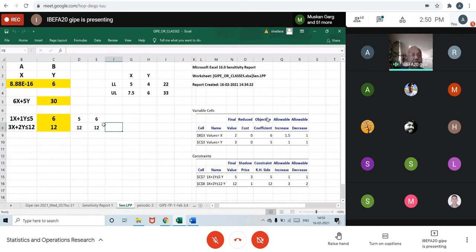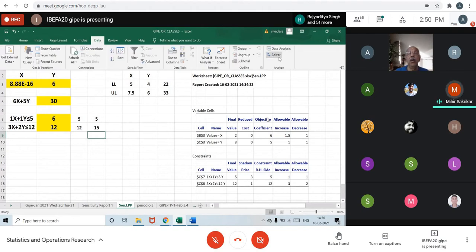Okay, suppose this is 5. Let us see 3 increase. See the table. If I increase 3 to the right hand side of the next constraint, that becomes 15. Let us see what answer I get. What is the shadow price? 1, sir. So how much shall I get now? 3, sir. It should be 30.